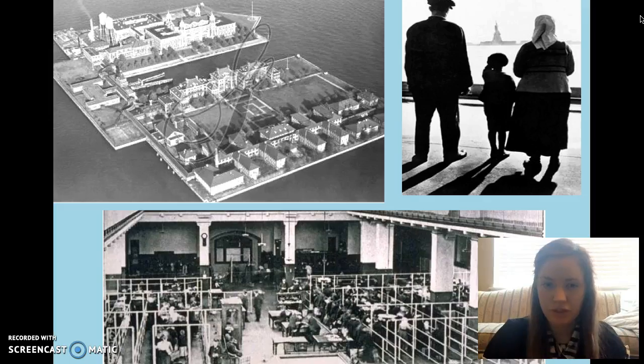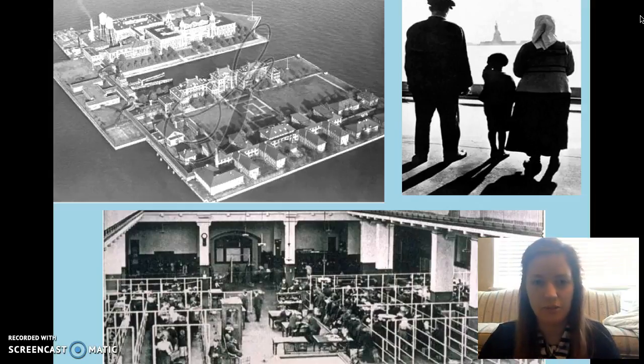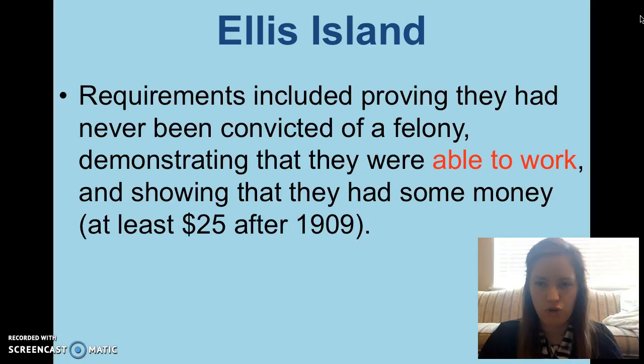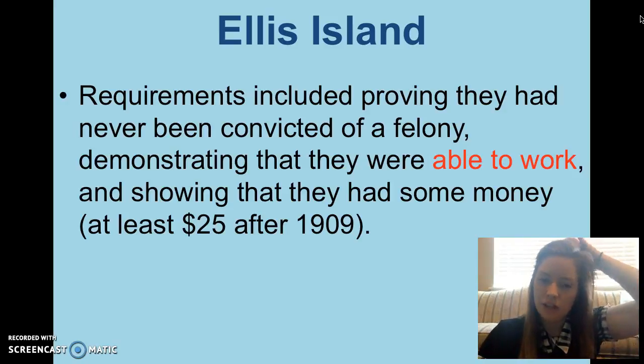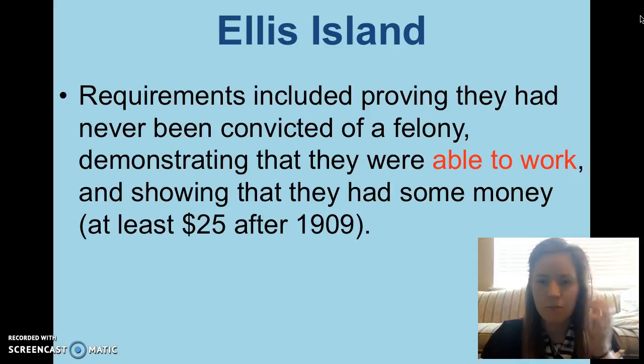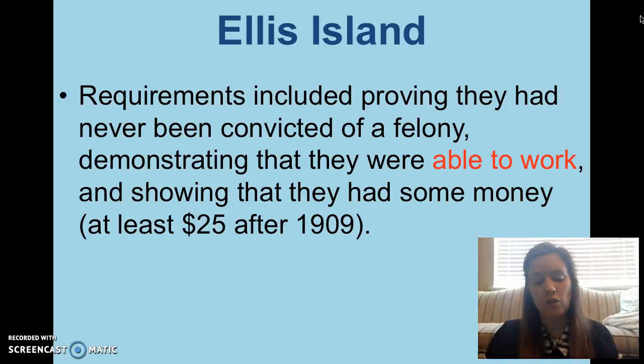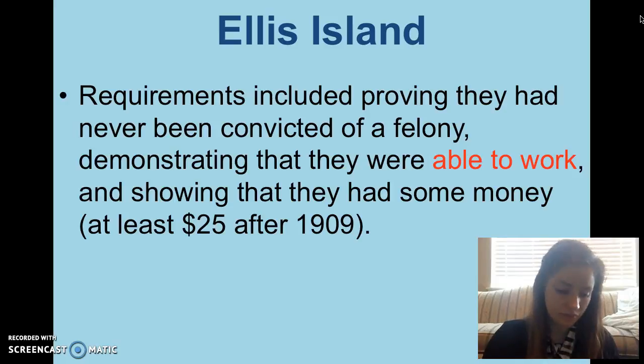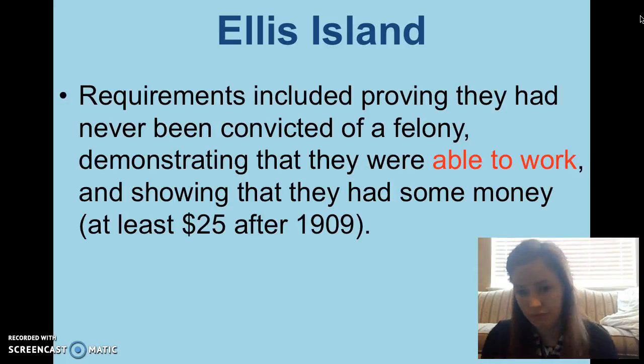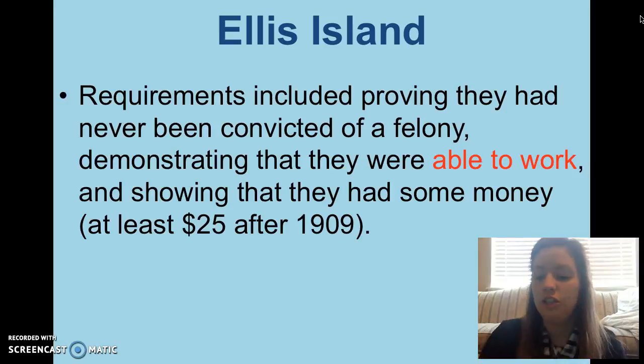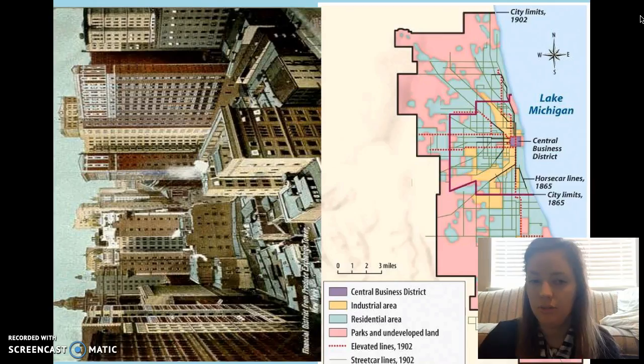Okay, so next, here's some pictures of Ellis Island, where a lot of the immigrants had to come through to New York. And here's a little slide about that. It talks about the requirements. And the important thing here is that the immigrants had to be able to prove their ability to work. So obviously the United States wanted these immigrants to work in this new country they came to. So if you want to make a note of that, that would be great.